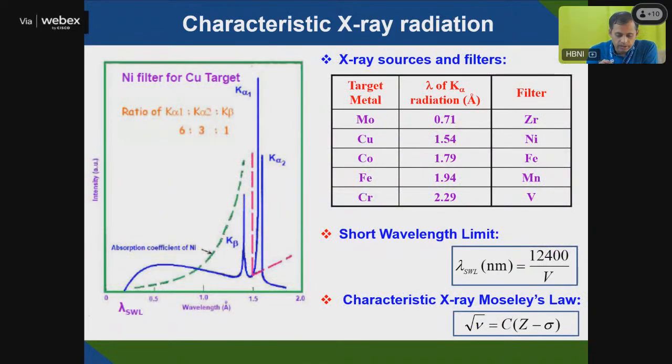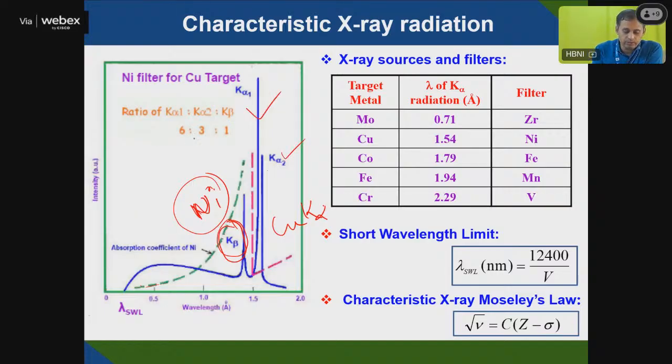You can see here that both K alpha and K beta are there. Generally in X-ray diffraction studies you use a nickel filter. The nickel filter removes the K beta. The absorption coefficient of nickel is almost similar to the K beta energy of copper. We use a copper K alpha target, and copper K beta energy is equivalent to the nickel absorption energy. So with a nickel filter, you can easily absorb the K beta and we will get K alpha 1 and 2 lines.